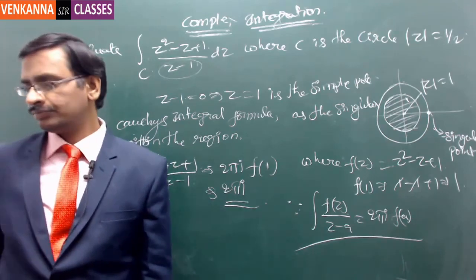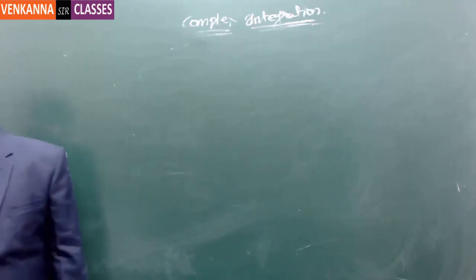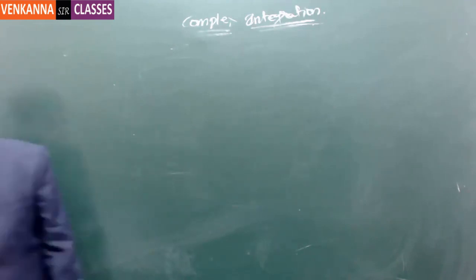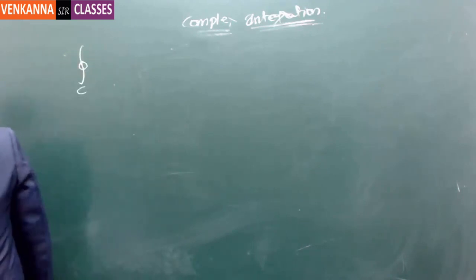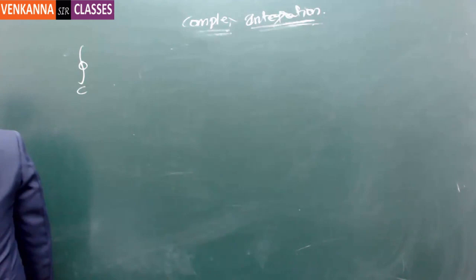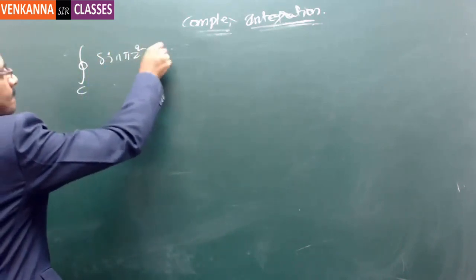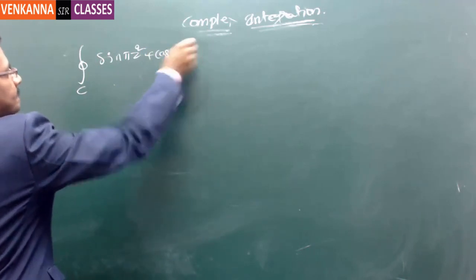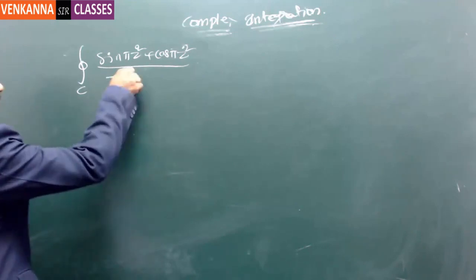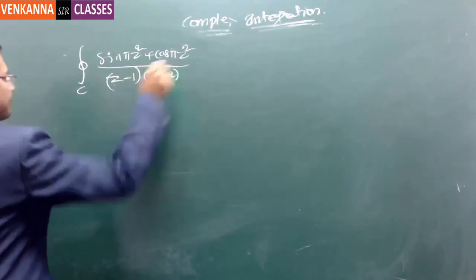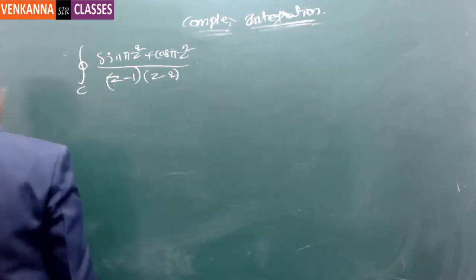Note down one more. The integral over the closed contour C of sin pi z square plus cos pi z square divided by z minus 1 into z minus 2 dz, where C is the circle mod z equal to 3.